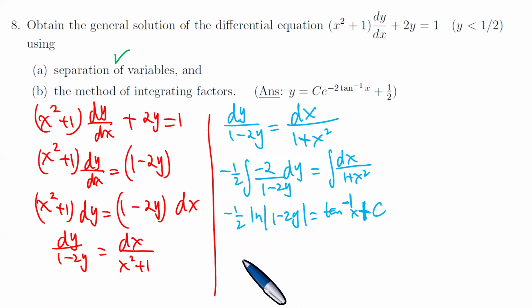Okay, this one, obviously, you don't need any initial condition because it is just like this. So you just need to make y the subject. Multiply through by the negative 2.